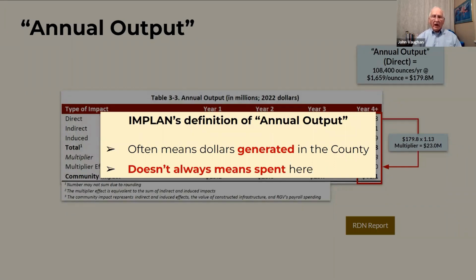The IMPLAN output, or annual output, is the sum of all goods and services sold. In this case, it's the revenue generated in Nevada County. It does not mean spent in Nevada County. And apologies in advance, as the next couple of slides get a bit complicated. Next slide, please.